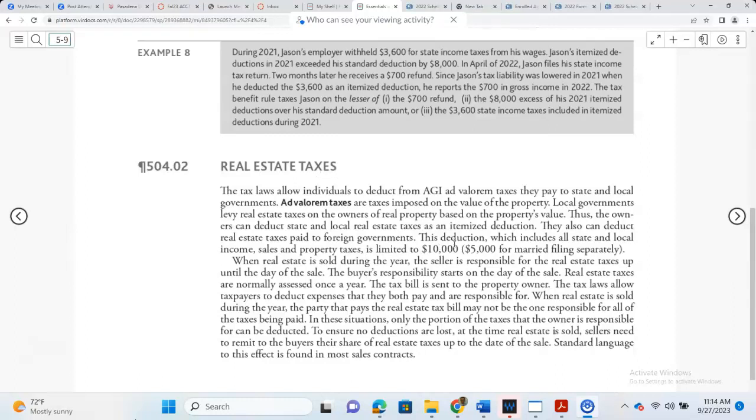So real estate taxes are deductible that you pay property tax, but again, it's limited to $10,000. When real estate is sold during the year, the seller is responsible for the real estate tax up until the day of sale. The buyer's responsibility starts on the day of the sale. Real estate taxes are normally assessed once a year. The tax bill is sent to the property owner. The tax law allows taxpayers to deduct the expenses that they both pay and are responsible for. Okay, so that's real estate property tax.